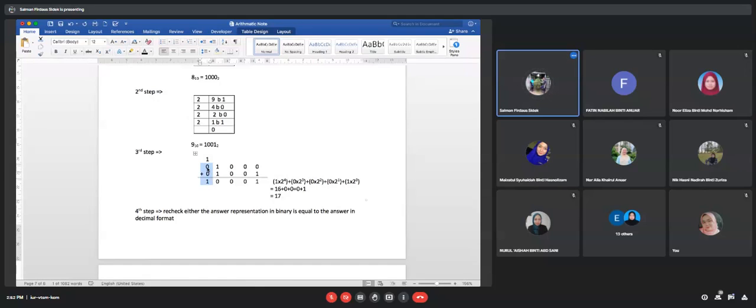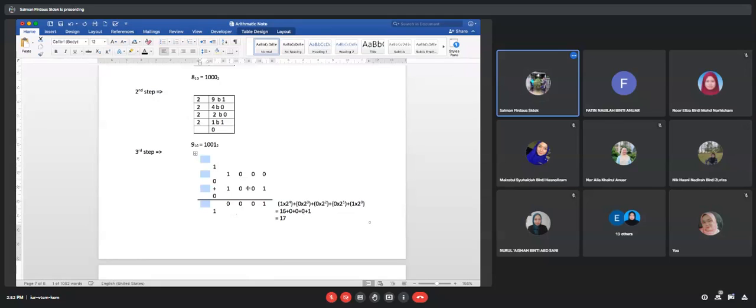Nak buat apa agak-agak? Tambah 0 kat depan. Tambah 0. We just put 0 to the first digit.